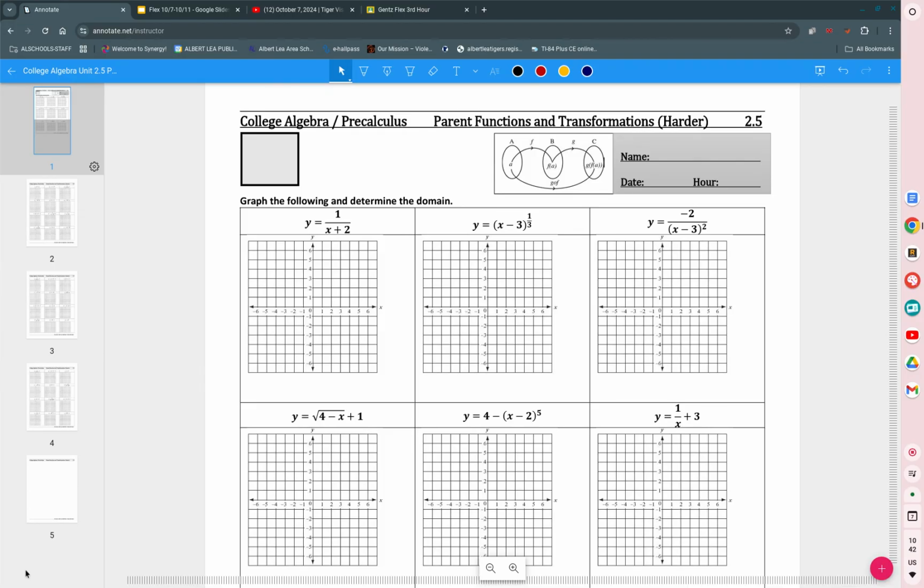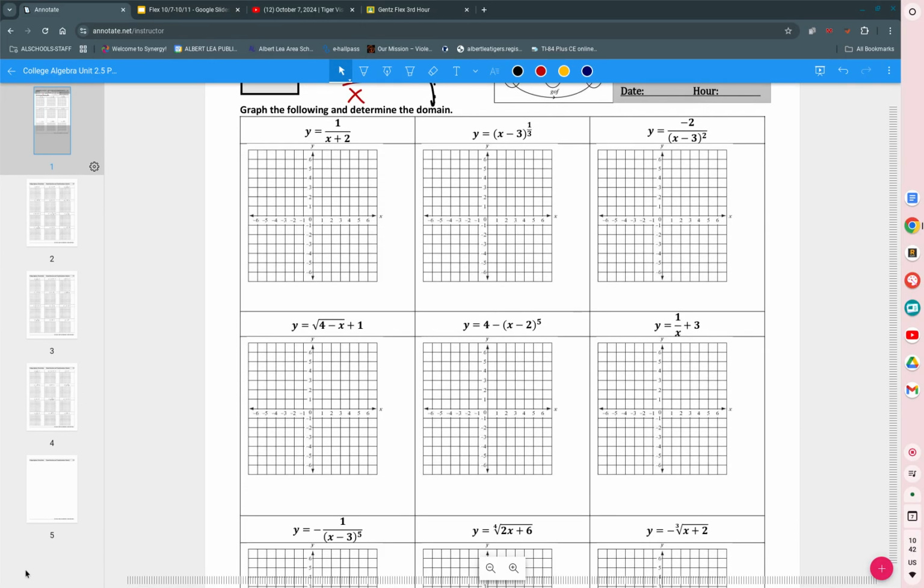And for this first one, we are looking at a parent function of 1 over x. Do you remember what the parent function of 1 over x looks like? I'm going to find it though. It looks like this. It's a reciprocal function that has horizontal and vertical asymptotes. Okay? So I want you to look at a couple that are reciprocal functions. This first one and this sixth one here.